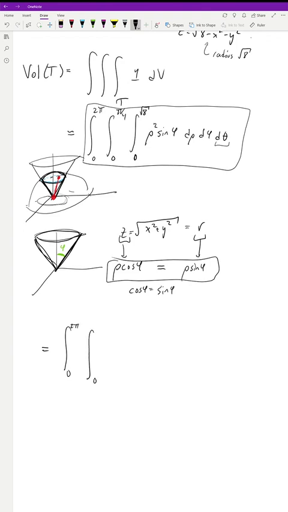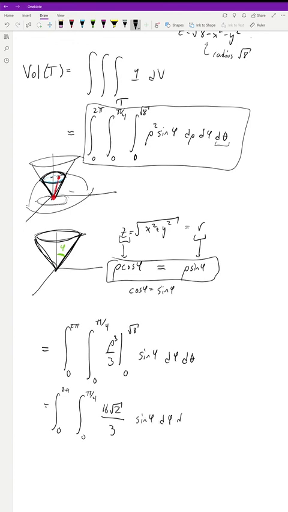So doing the first innermost integral, it's going to be rho cubed over 3, evaluated from 0 up to √8, sine phi d phi d theta. Okay, so plugging in 0, I get 0, and √8. So √8 cubed, what is that? That's going to be 8 times square root of 8. Or I can just pull out one last 2, and this is going to give me 0 up to 2 pi, 0 up to pi over 4, of 16 √2 over 3, and then sine phi d theta.